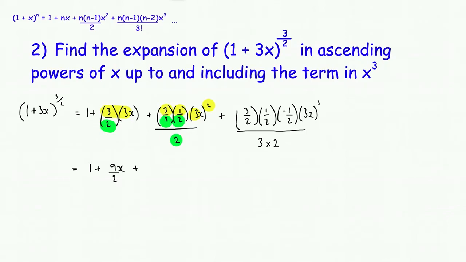Now there's not actually anything that can cancel there. There's no 3's in yellow and in green, or 2's in yellow and in green. So I can just go ahead and work this out. 3 squared is 9, times 3 again is 27. And on the bottom I've got 2 times 2 times 2, which is 8. And that's going to be x squared.